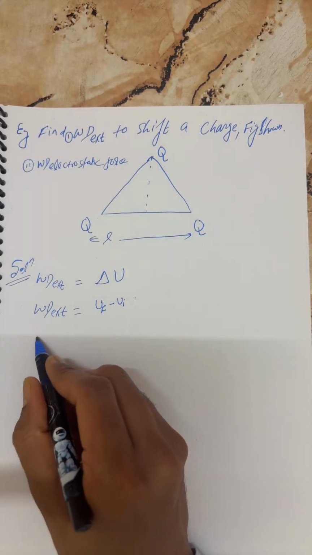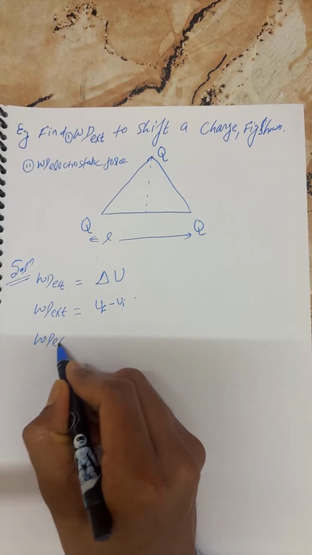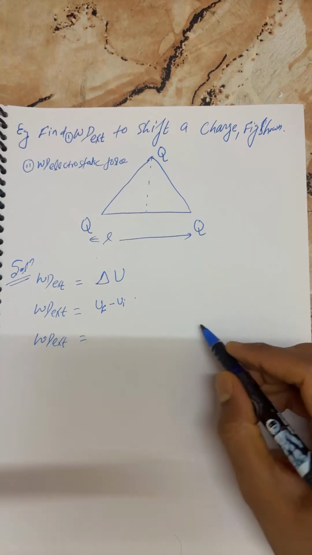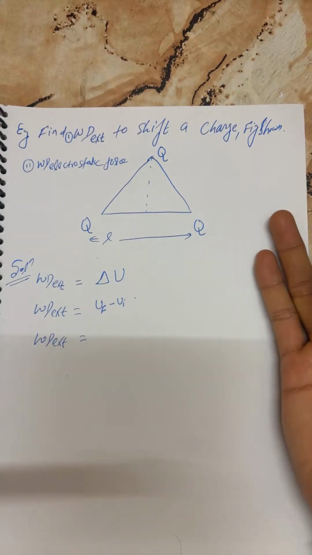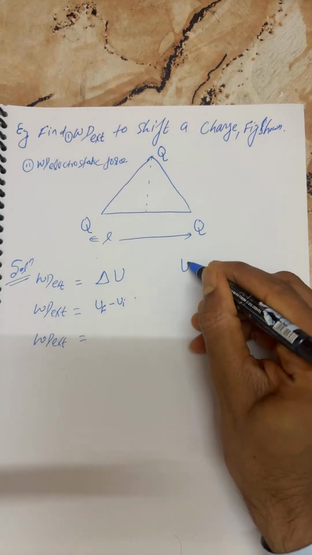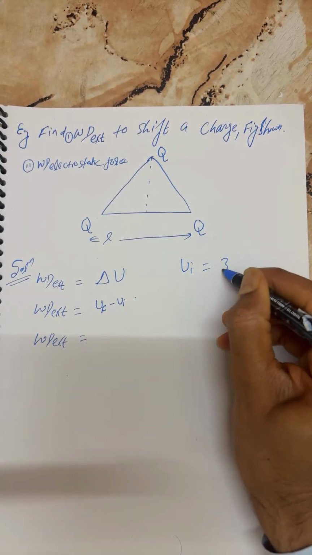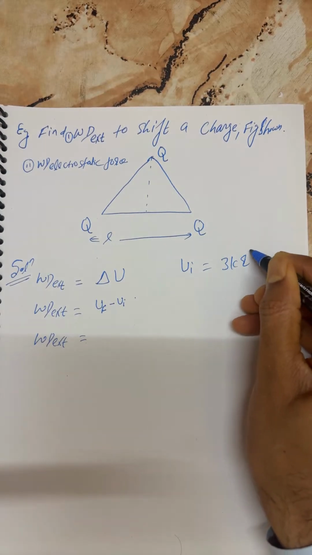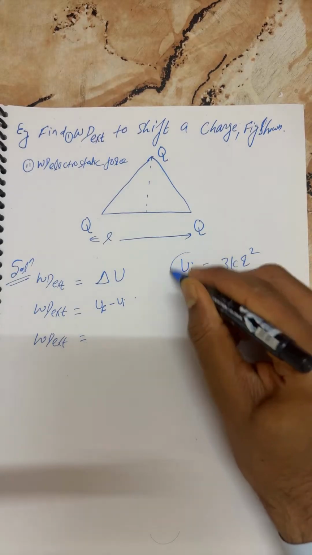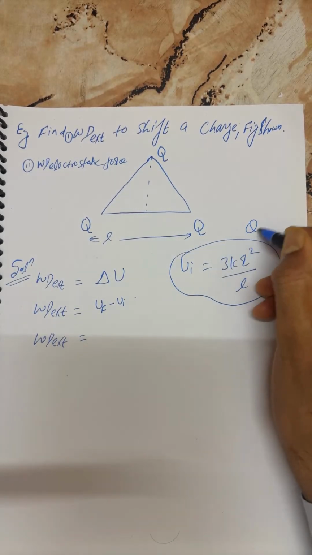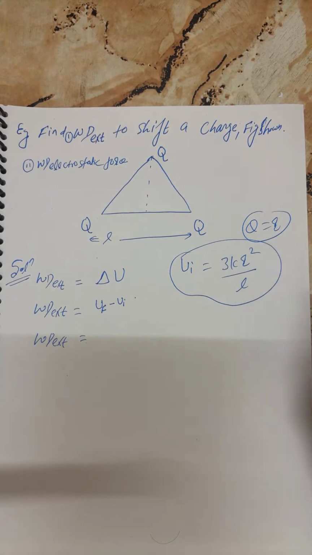So first, I'll write individually here. What is the U final, right? But sir, U initial, no need to worry here. U initial remains constant here: 3KQ square by L, what we said earlier. Here I have taken this Q equal to small q. That is the condition, my dear.